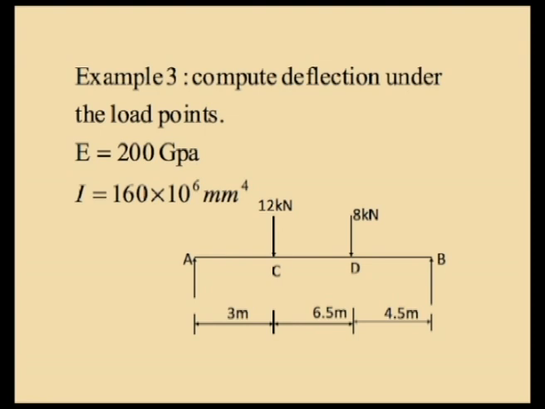Next, we will proceed to several point loads, or 2 point loads in this case. We have a simply supported beam of span 14 meters subjected to 2 point loads, 12 kilonewton at 3 meters and 8 kilonewton at 9.5 meters from the left end. We have to compute the deflection under the load points and also the maximum deflection. The Young's modulus is given as 200 GPa and the I value is 160 into 10 power 6 millimeter power 4.